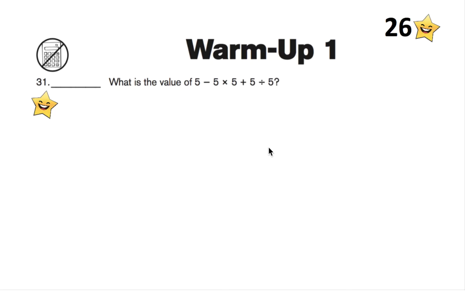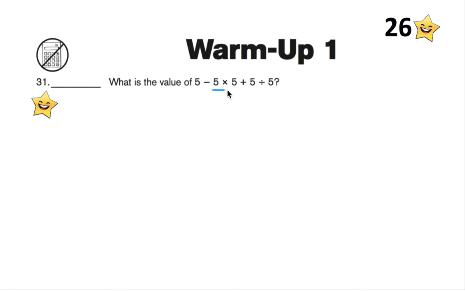In this video, we're going to take a look at MathCounts Warm-Up 1 from the 17-18 problem set. Number 31. What is the value of 5 minus 5 times 5 plus 5 divided by 5? Well, this is just an order of operations question, straightforward.